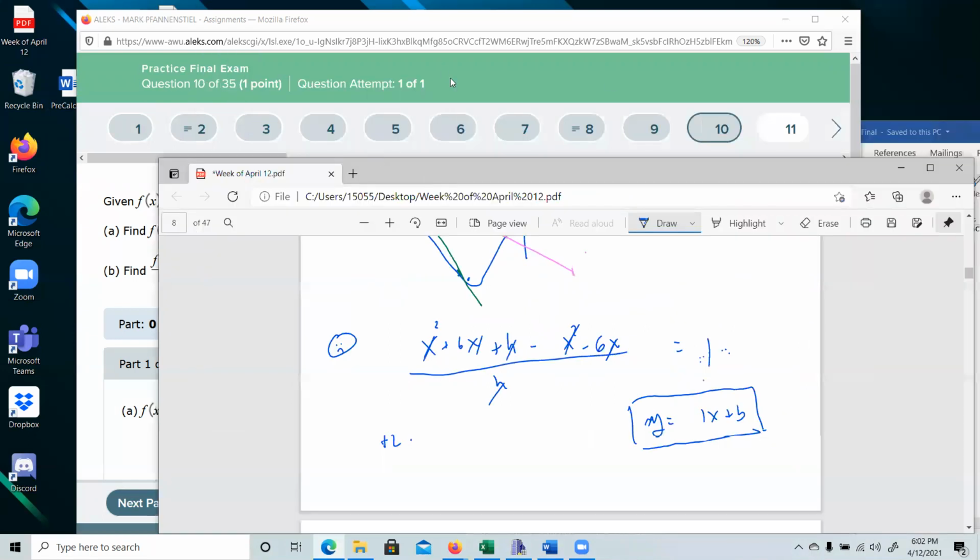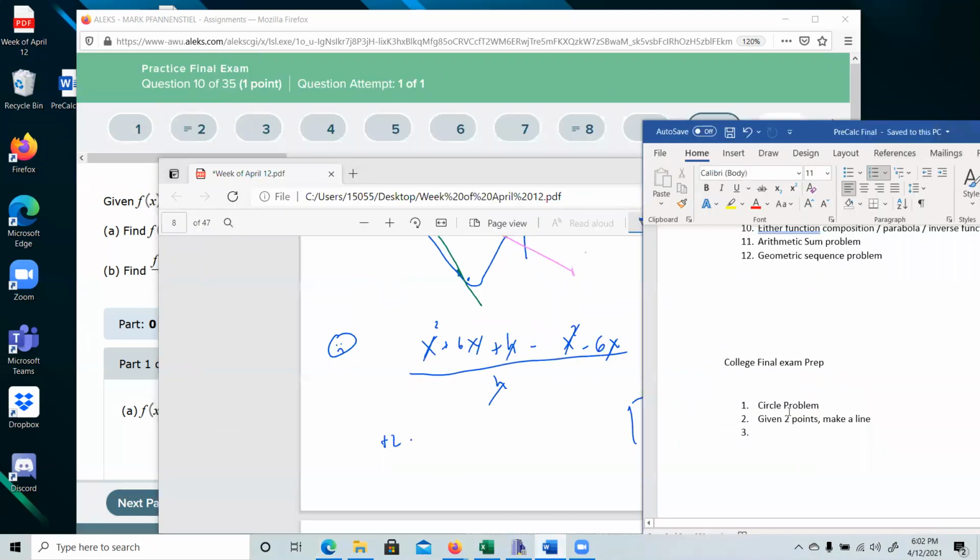And yeah, I will ask you one like that. So let me go ahead and add that to my notes. We'll do a difference quotient. It'll be a quadratic. Okay, it'll be a quadratic.